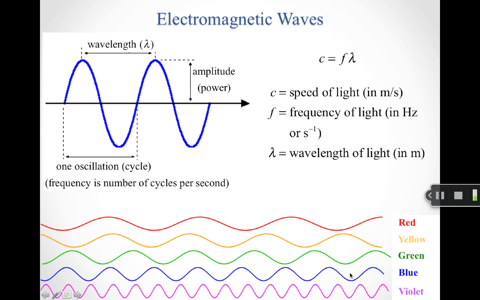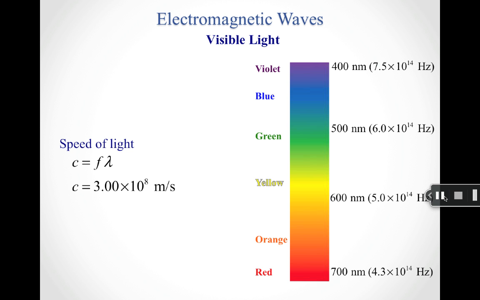So what this equation tells me is that if I know something about the wavelength, then I can figure out what's happening with the frequency. You can see that when we look at the full spectrum for visible light. And we know that all of this is going to move with the speed of light.